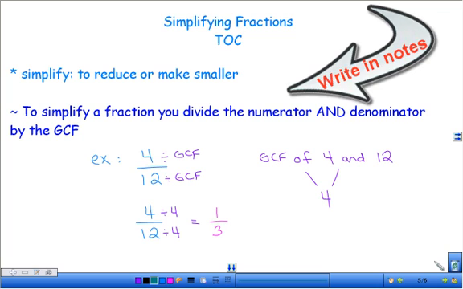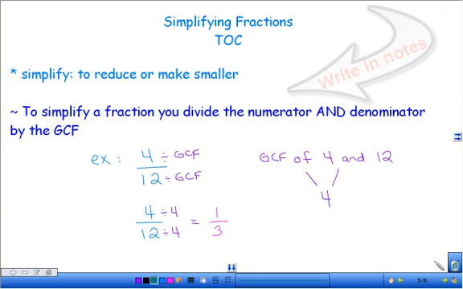So to simplify a fraction, I'm forcing you to divide this time. So to simplify a fraction, you divide the numerator and the denominator by the GCF.